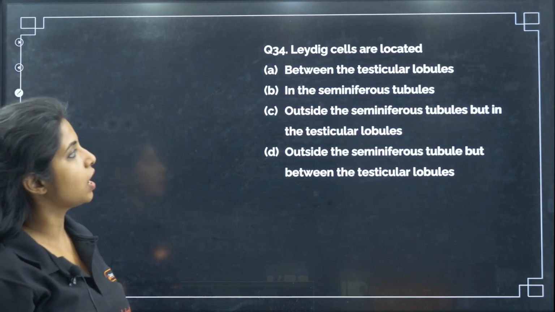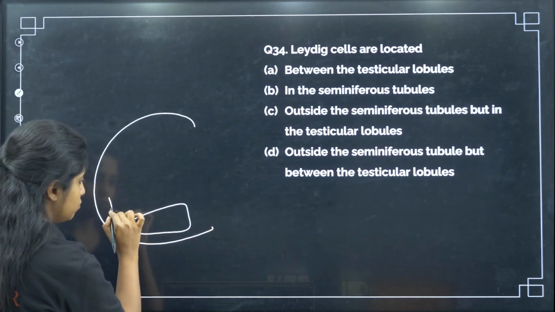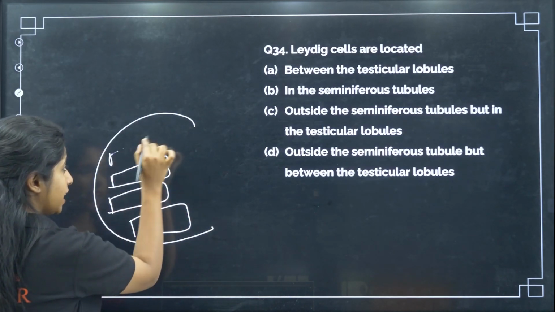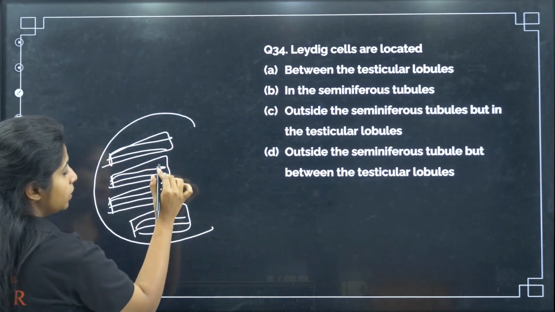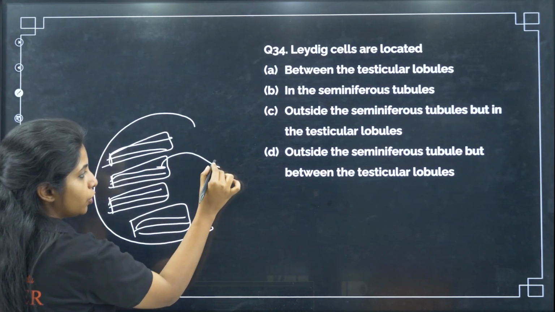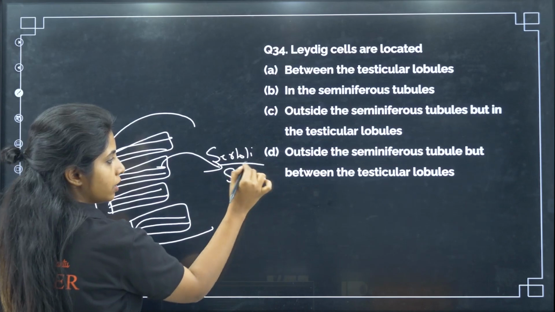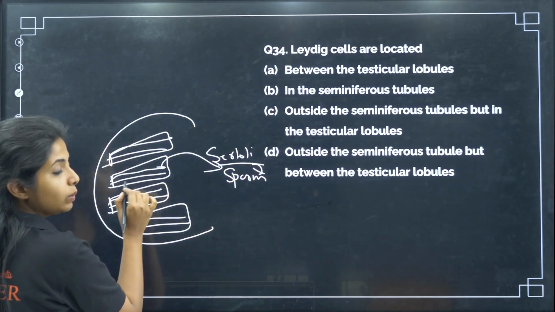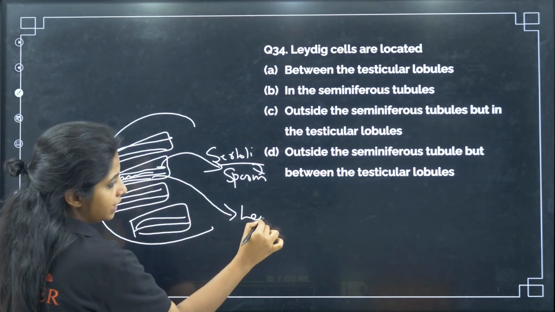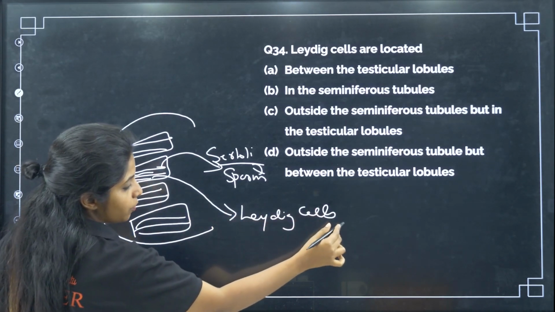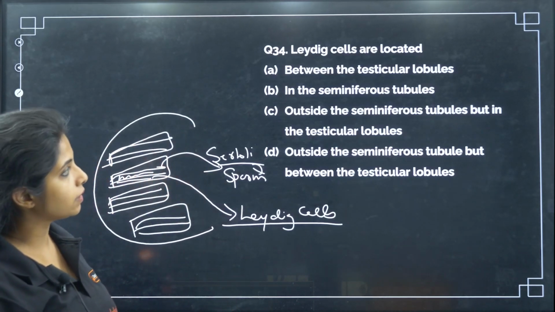Next, Leydig cells are located between what? Suppose this is a testis, you have testicular lobules, my dear children. Inside the testicular lobules, you have seminiferous tubules. Inside the seminiferous tubules, you have the sperm being formed. And Sertoli cells are there, which help in nourishing the sperm cells. Now, in between two seminiferous tubules, the space that you see, you have Leydig cells. They help in the production of androgens, male sex hormones.